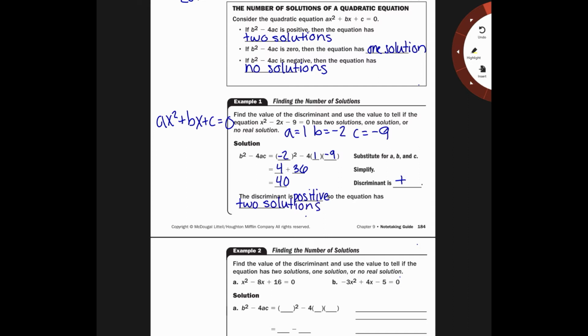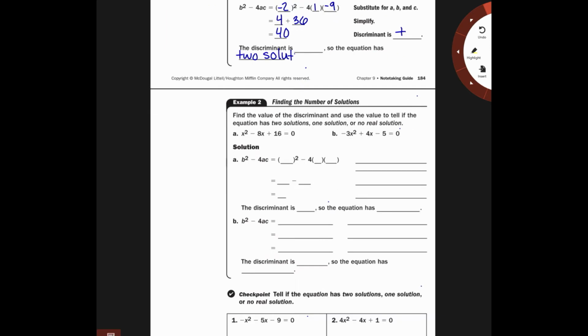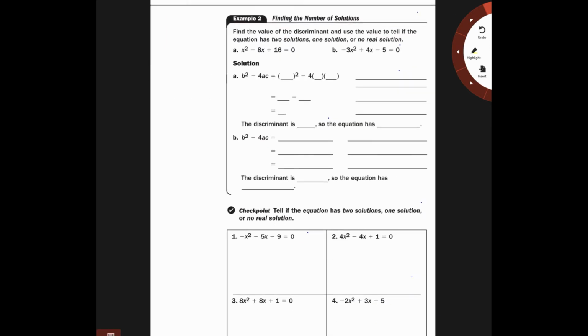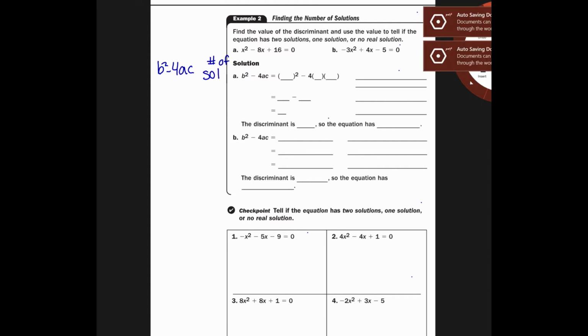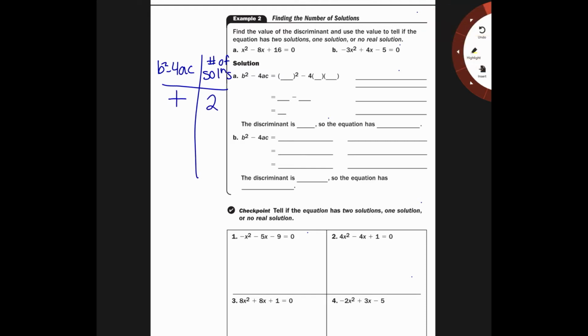This section is really not that bad. If you can do the section before this and solve with the quadratic formula, you can definitely do this section. Okay, let's move on to the second page. I'm going to recopy this because it makes it easier. This is your b squared minus 4ac, and it tells you the number of solutions. If it's positive, it's pretty regular, and it's going to have 2.